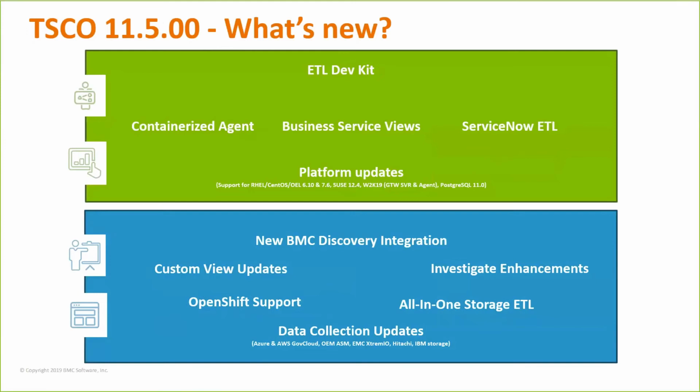So prior to 3.12, OpenShift was primarily using Heapster as a means of getting data. So we've extended our coverage to include both Heapster as well as Prometheus-based collection. And then finally, the last update I'll talk about here is the all-in-one storage ETL.